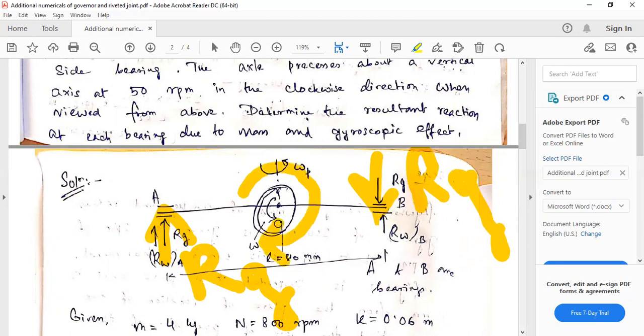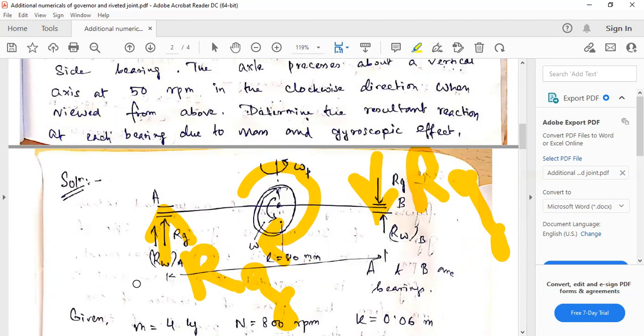See, this rotation. You can actually replace this by these two bearings. So this is the couple, right? Because of that, we have an upward reaction here. This RG is a downward action. So they are asking to determine the resultant reaction in each bearing, right? Due to mass and gyroscopic effect.